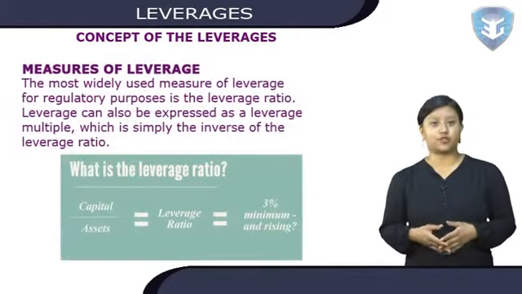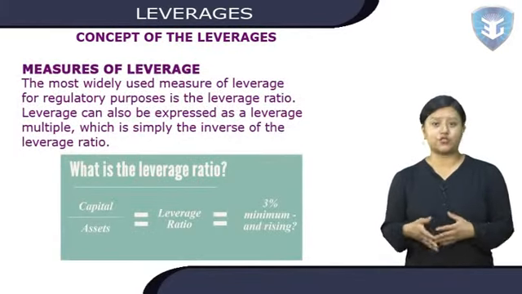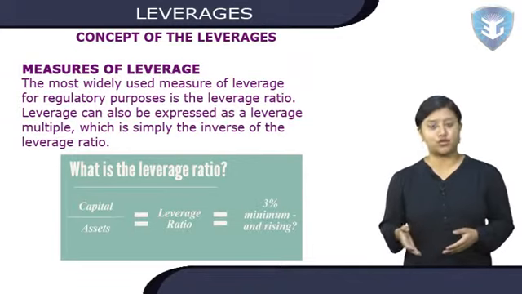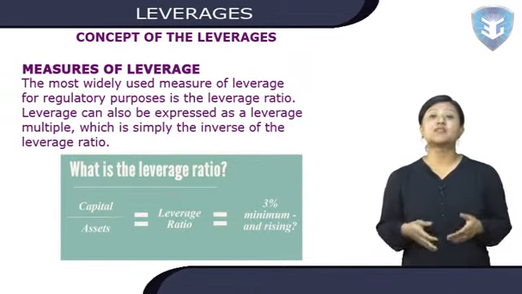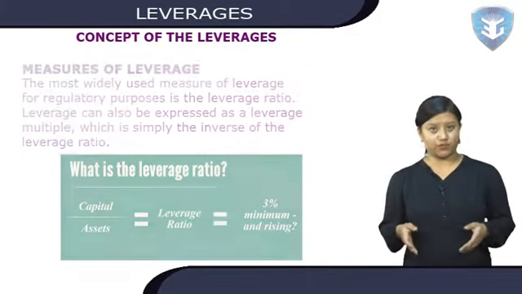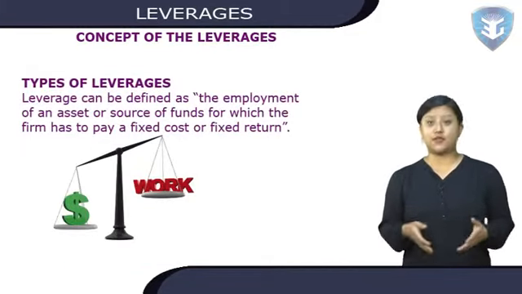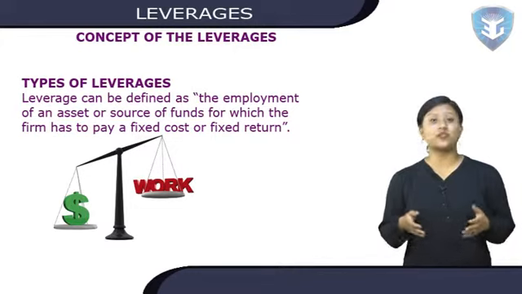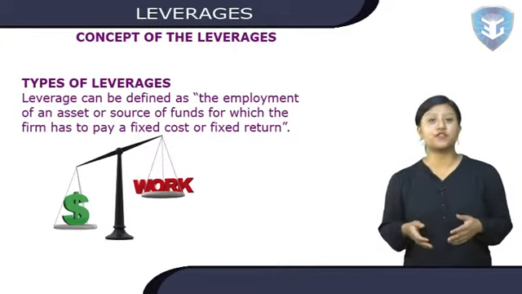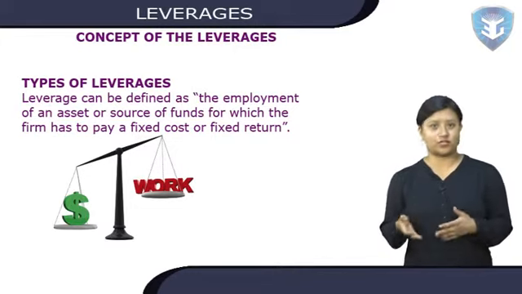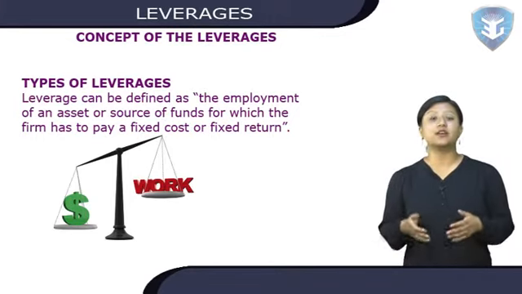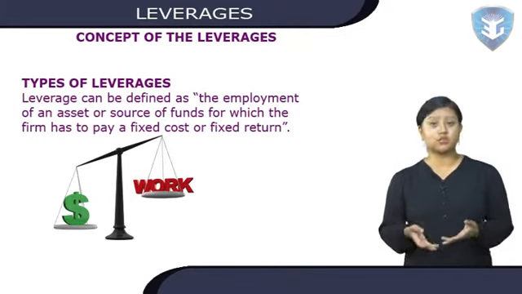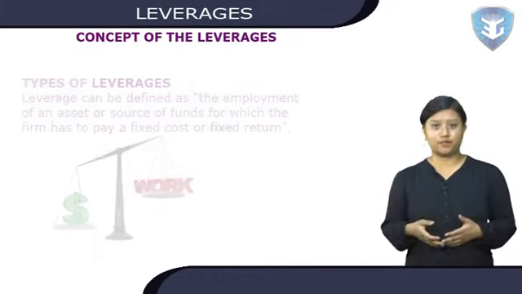Measures of leverage. The most widely used measure of leverage for regulatory purpose is the leverage ratio. Leverage can also be expressed as a leverage multiple, which is simply the inverse of the leverage ratio. Types of leverages. Leverage can be defined as the employment of an asset or a source of funds for which the firm has to pay a fixed cost or fixed return. Because of the incurrence of fixed cost, the net income and the earnings available to the equity shareholders as well as the risk gets affected.